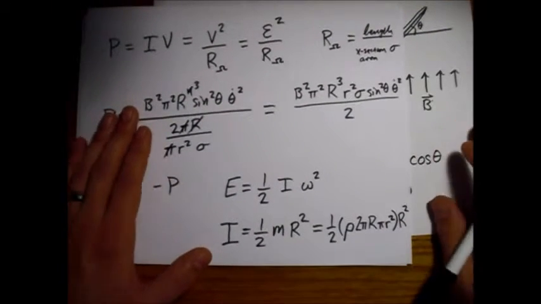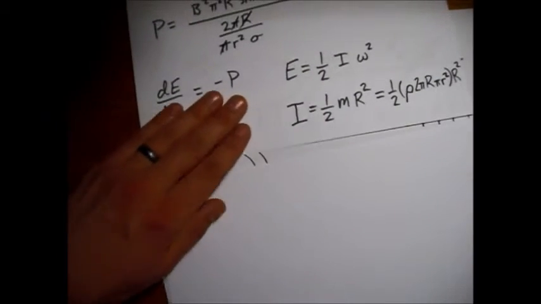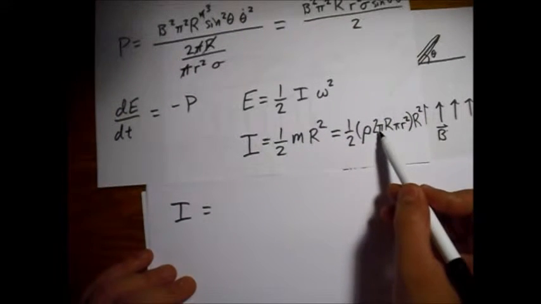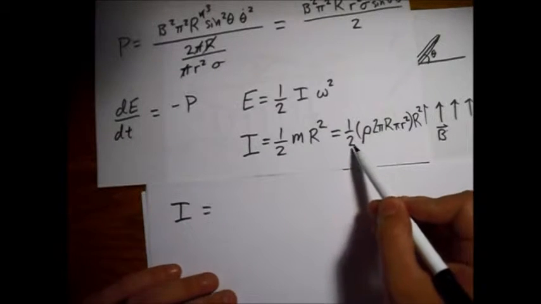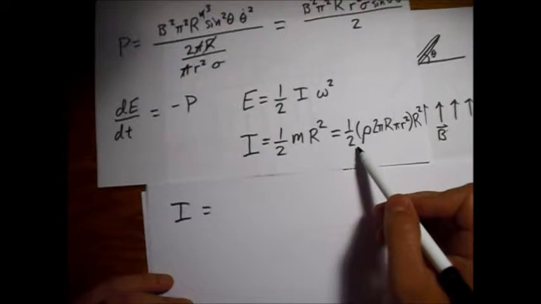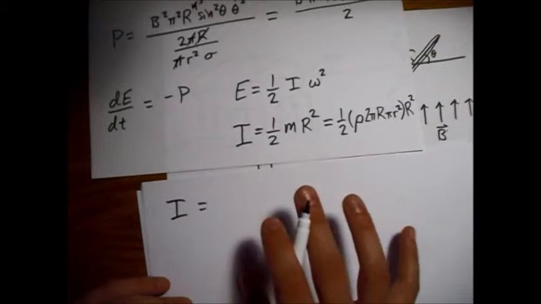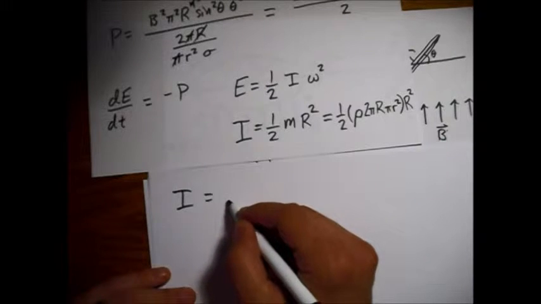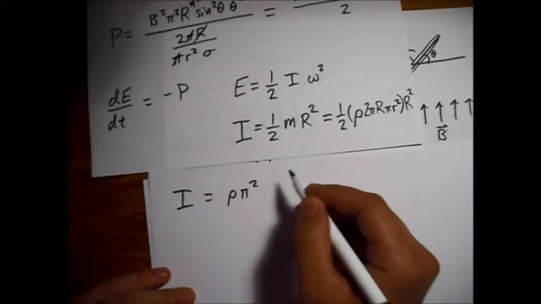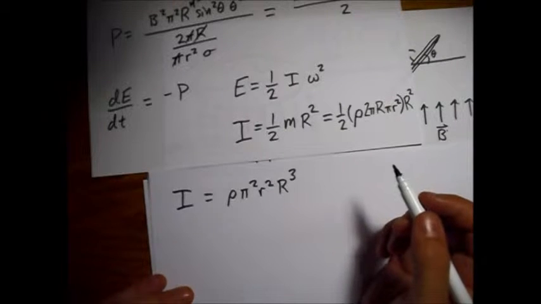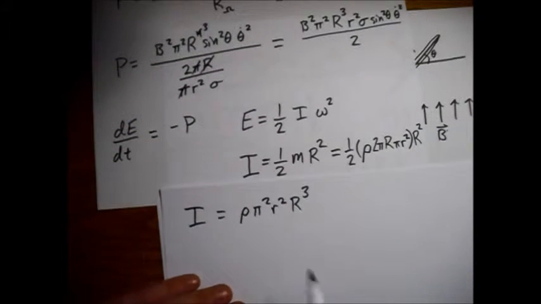All right, so let's go ahead and take a new page. Let's find our I. Let's just simplify it down a little bit. So I see that this 2, I believe, should cancel with this other 2. We have a pi squared. Okay, let's try this. So we'll have our rho, we'll have a pi squared, we'll have a little r squared, and we'll have a big R cubed. All right, I hope I did that right. Okay. All right, so now we know our I.